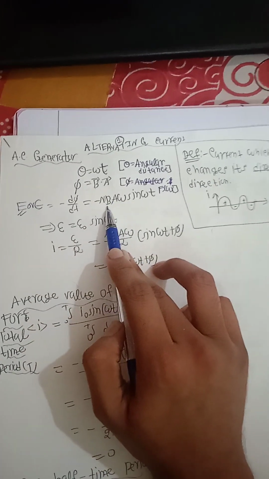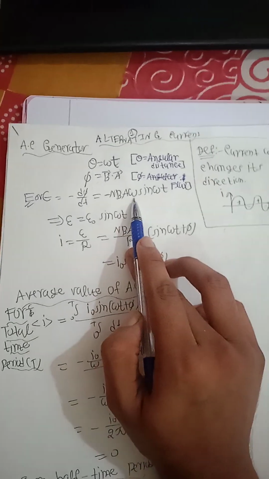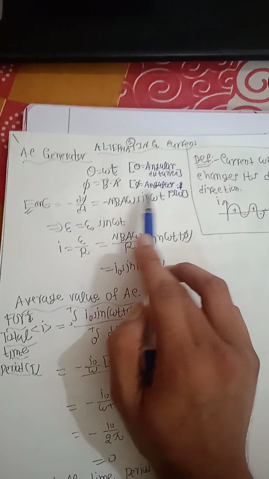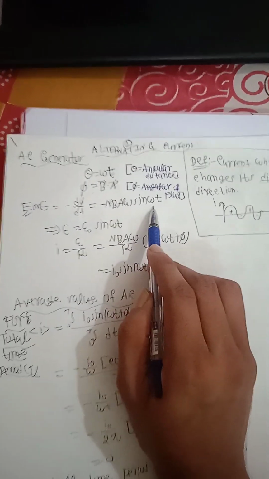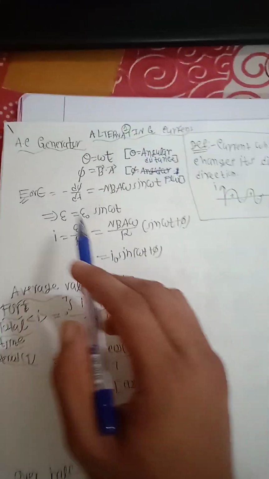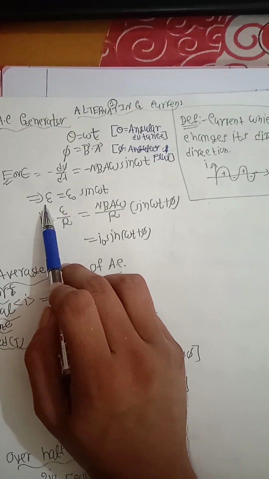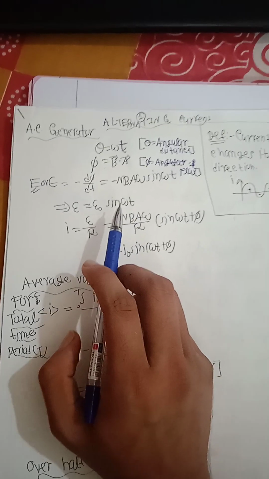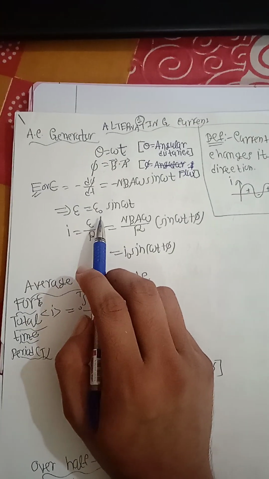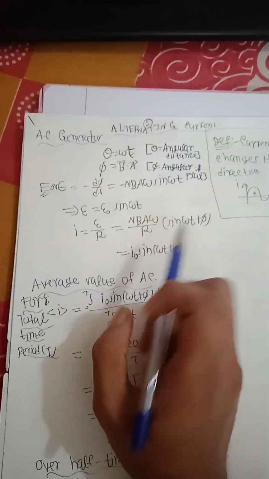B is the magnetic field, A is the area of those coils, and omega is your angular velocity at which those coils are rotating in this AC generator, and sine omega t is a function. Now let's get into another formula, which is epsilon equals epsilon naught sine omega t. So epsilon naught is your peak value and sine omega t is your function.